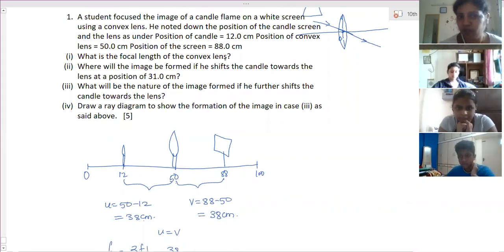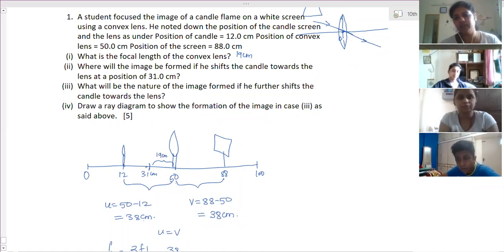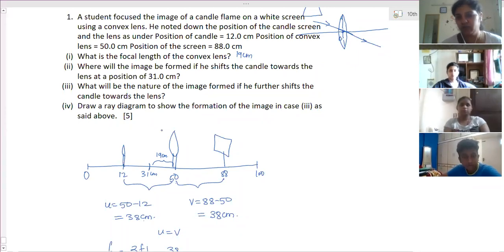Now, what is the focal length of the convex lens? First part, that is 19 centimeter. Where will the image be formed if he shifts the candle towards the lens to a position of 31 centimeter? Now he is moving the object to 31 centimeter. Now what is the object distance? 19 centimeter. So where is the object placed? At F, that means the focal length. At the focus, the object is placed. So when the object is at the focus, where will the image be formed? Infinity. So the image will be formed at infinity.